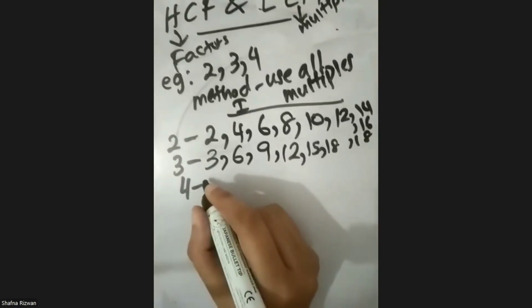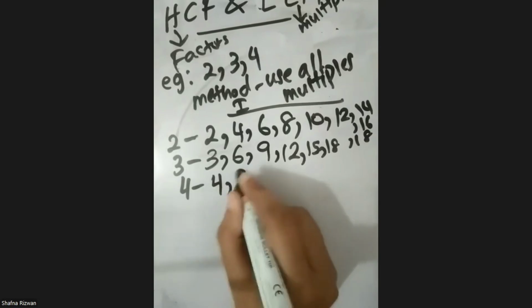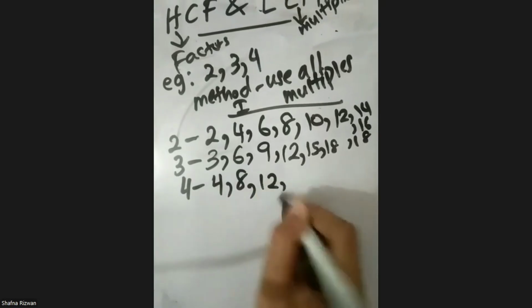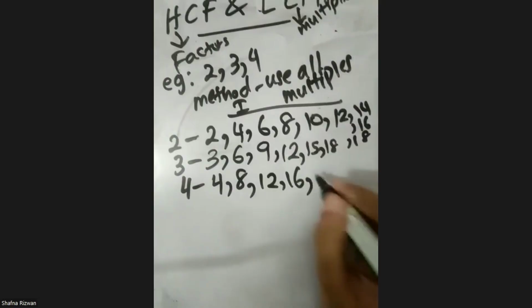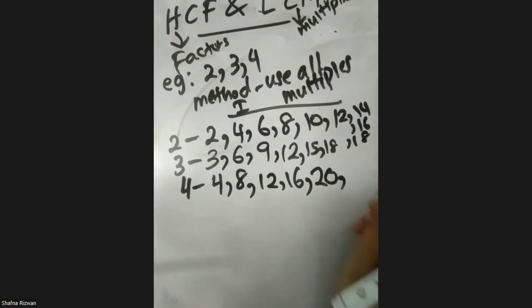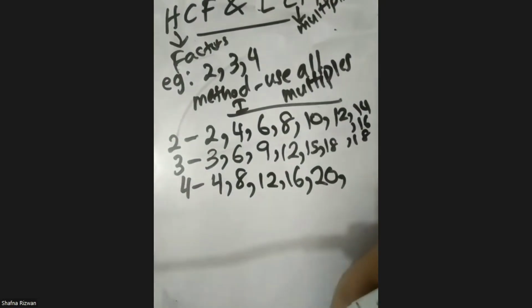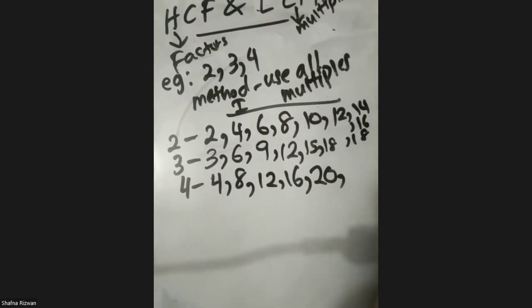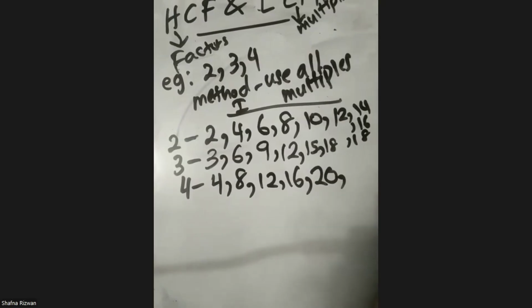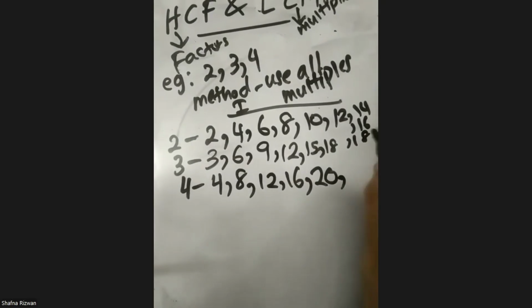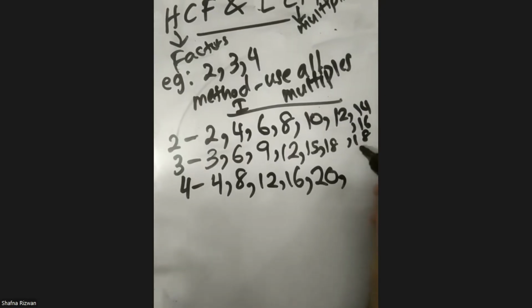Now here, 4 1s are 4, 4 2s are 8, 4 3s are 12, 4 4s are 16, 4 5s are 20. Okay, I like that. Remember, like this, you all can take all your multiples. So after taking all your multiples, remember that.